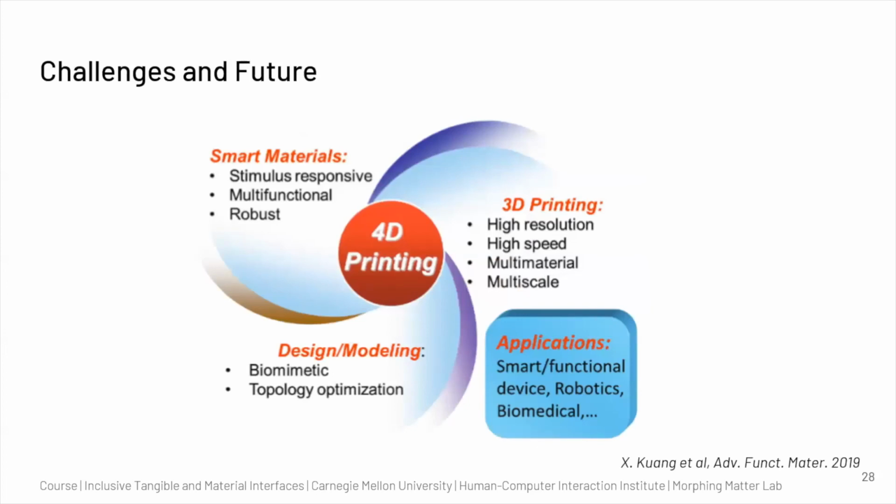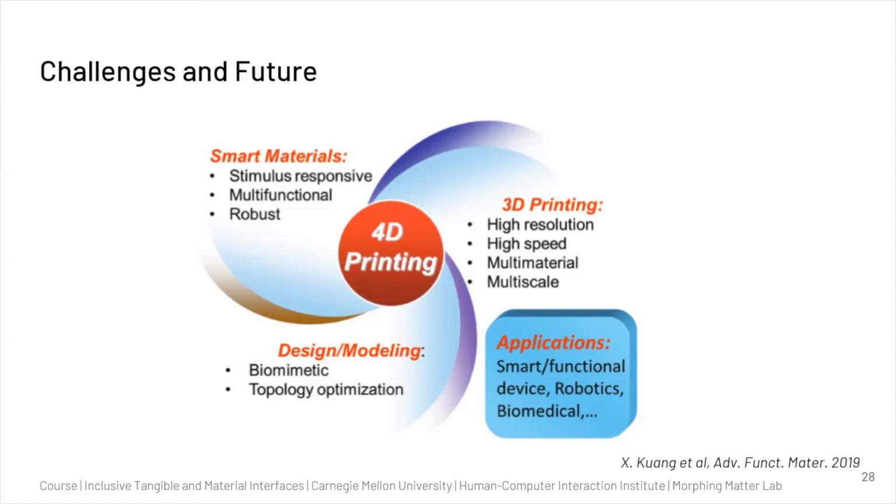The last part of my talk is about the challenges and future of 4D printing. There are three things on which 4D printing depends. One is 3D printing. The second one is smart materials. And the third one is design or modeling, as I said in my previous slide. So there is a need for development of 3D printing ahead. Also, you need to have structures that could be printed very fast, at very high resolution, multi-material, and also at multiple scales.